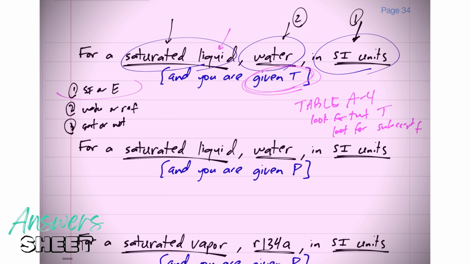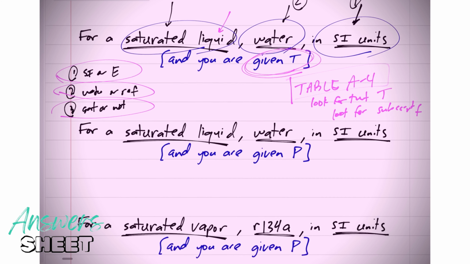Okay, so first, SI or English units. Second, is it water or refrigerant? Third, is it saturated? Either saturated liquid, saturated vapor, or saturated liquid-vapor mixture. So then I would go to tables 4 or 5. If it is superheated, I go to table A6. If it is compressed liquid, I go to table A7. All right, but this one was table A4. All right, how about this next one?